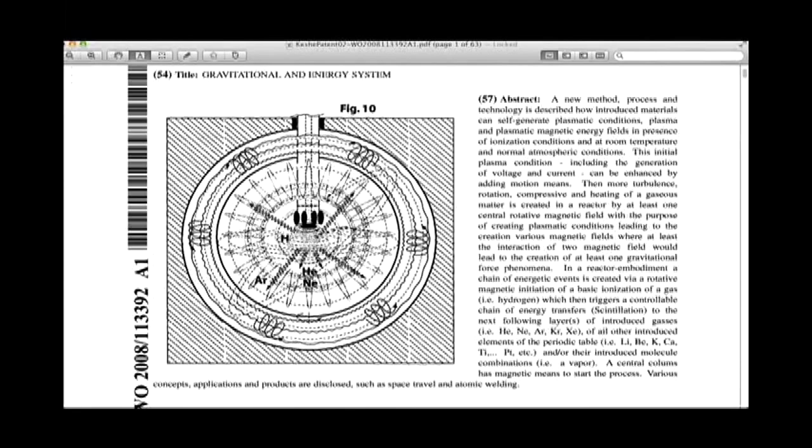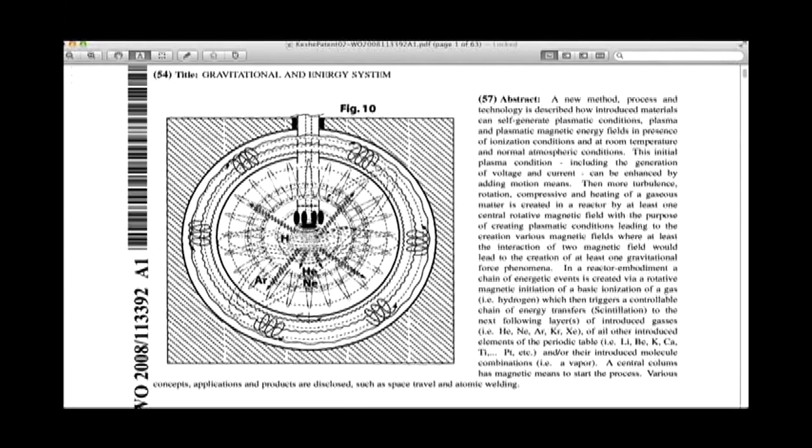In a reactor embodiment, a chain of energetic events is created via a rotative magnetic initiation of a basic ionization of a gas, for example, hydrogen, which then triggers a controllable chain of energy transfers, scintillation, to the next following layer or layers of introduced gases, for example, helium, neon, argon, krypton, xenon, of all other introduced elements of the periodic table, lithium, beryllium, potassium, calcium, titanium, plutonium, etc., and/or their introduced molecule combinations, for example, a vapor.